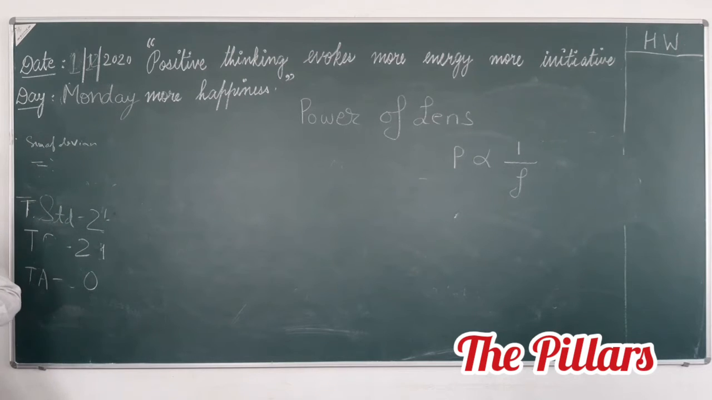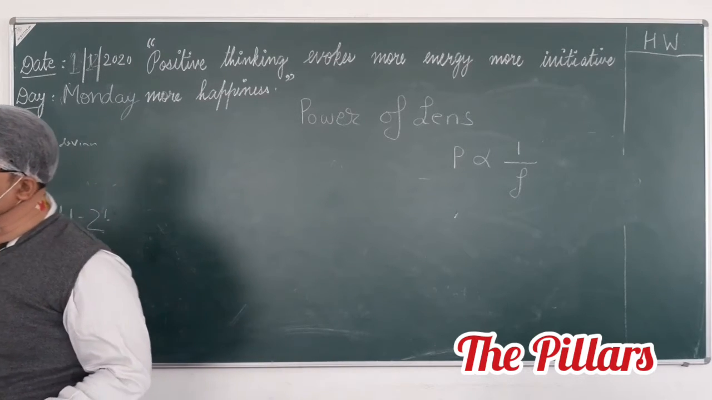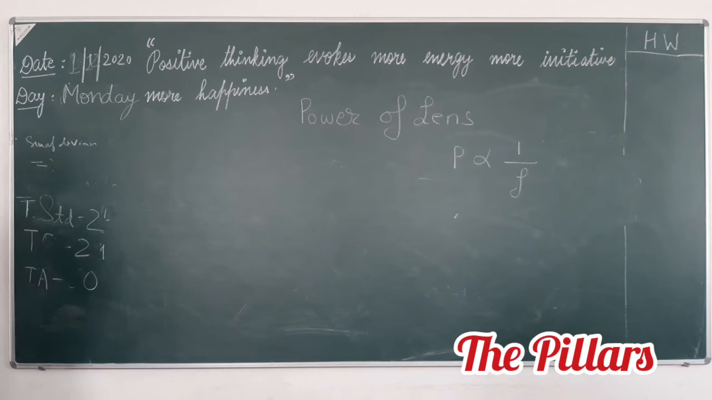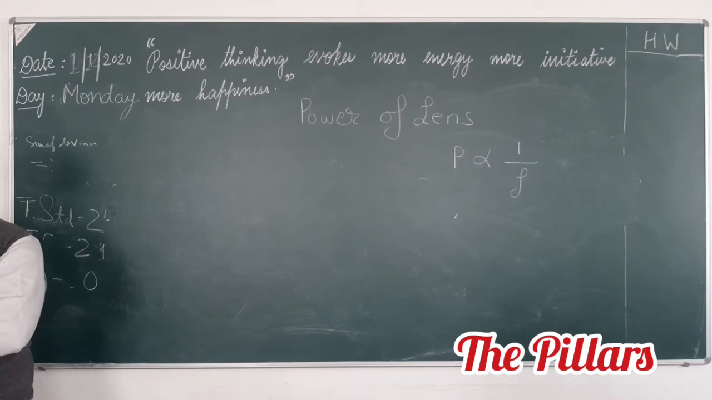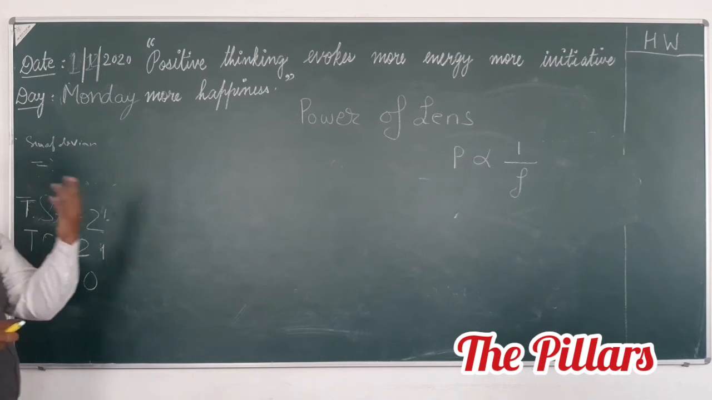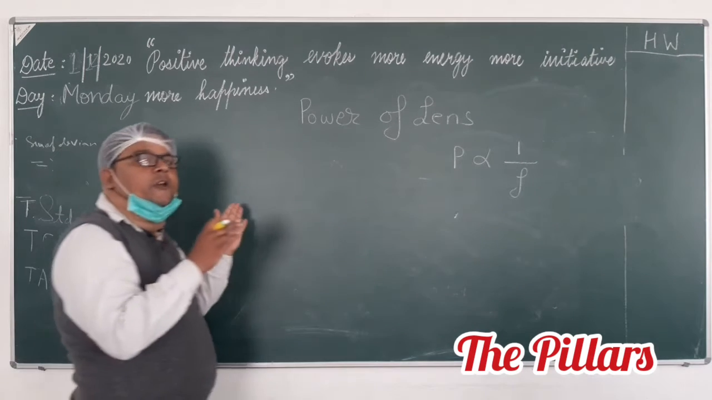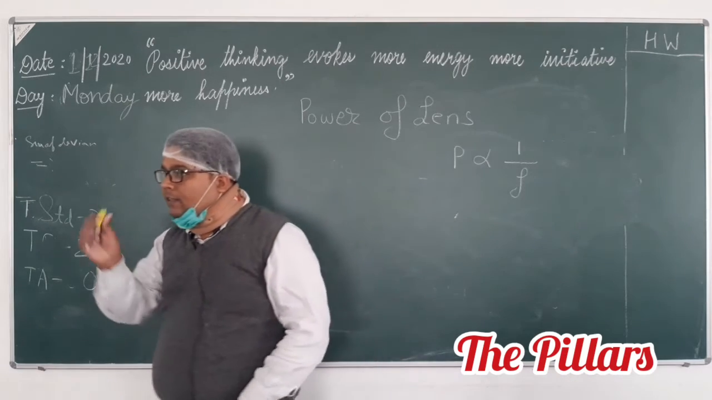Suppose we have a convex lens. Write a question: a convex lens having focal length 10 centimeter. Calculate its power. 10 diopter. Very good. Or meter inverse. You can write meter inverse or diopter, but it's better to write diopter.